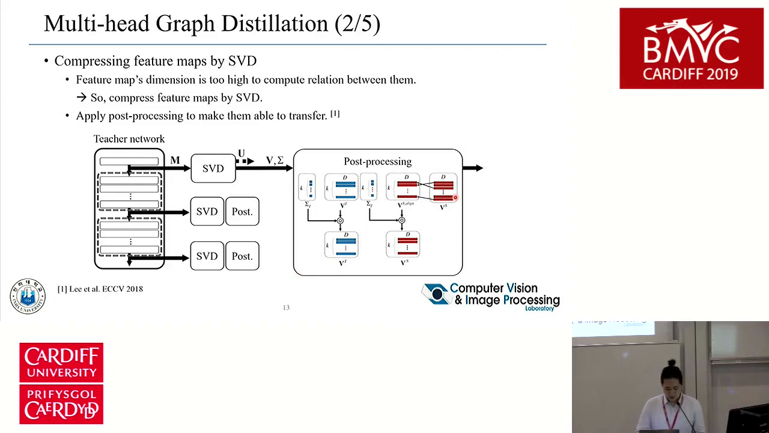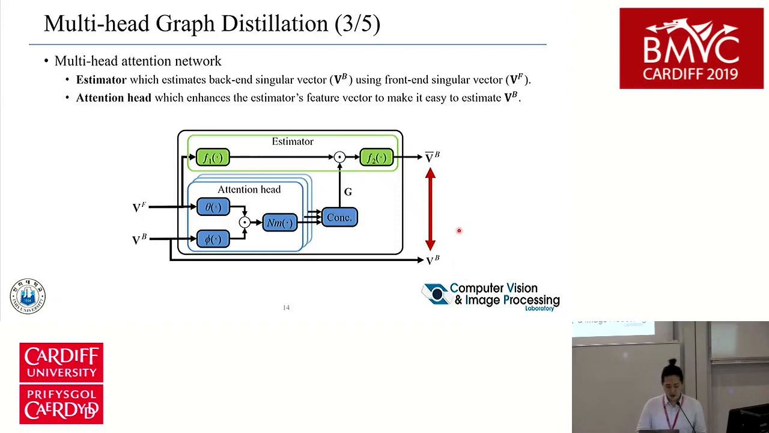The bad properties and post-processing were described in our previous paper here. Next, we train the multi-head attention network to distill the embedding procedure between two sensitive points, front-end and back-end singular vectors. Each module contains an estimator and some attention heads. The estimator predicts back-end singular vectors using front-end singular vectors, and attention heads enhance the estimated feature vectors to make it easy to predict back-end singular vectors.